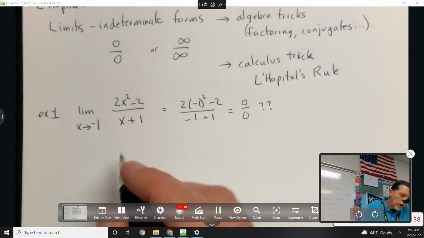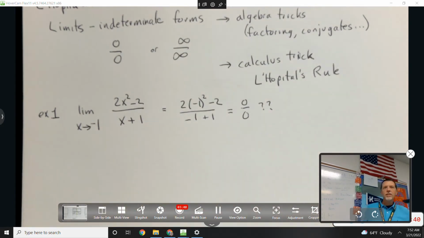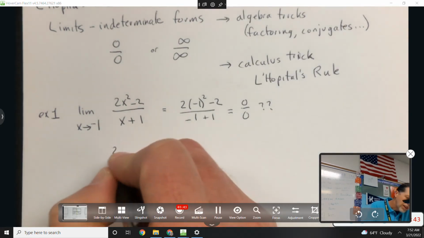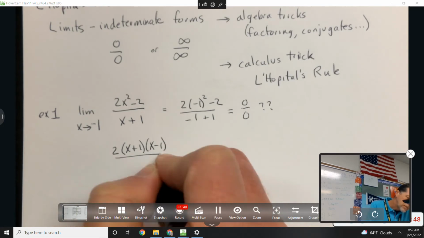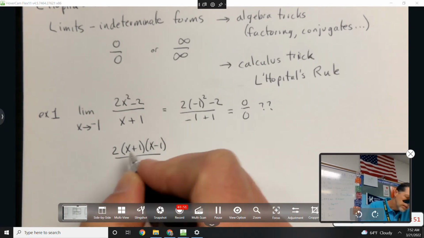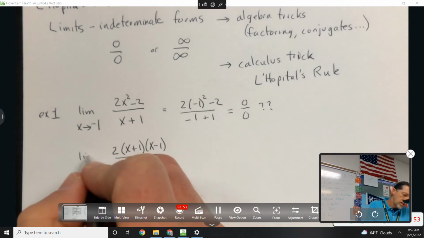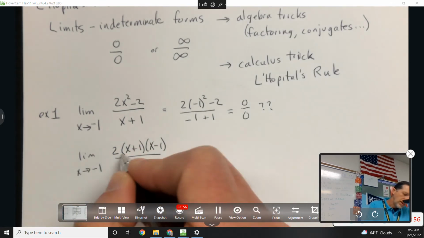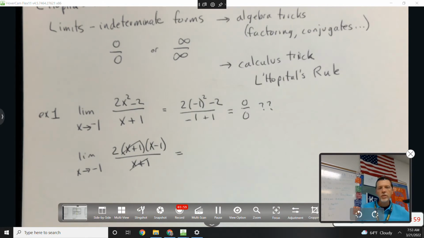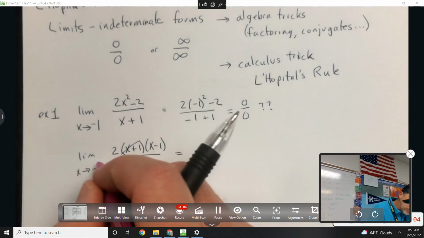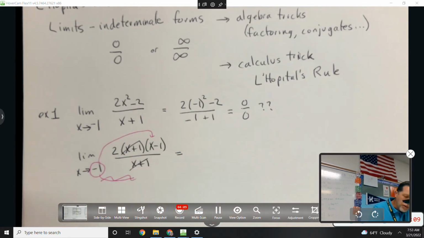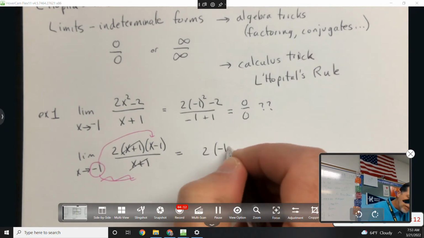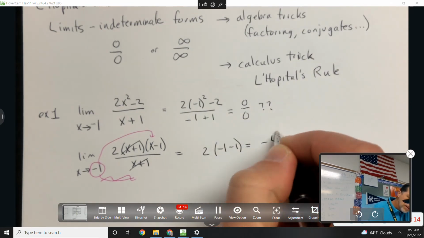Do you recognize what we would try on this one? We could factor it. If I take out a 2 and then factor what's left, the x plus 1s cancel. So this is one of our algebra tricks. This isn't L'Hopital yet. This is just reminding you what we can do with algebra. There's not even a place to put it in the bottom anymore. So 2 times -1 minus 1 is -4.